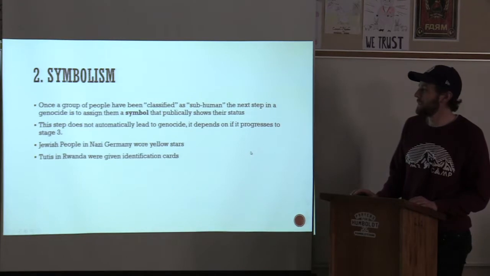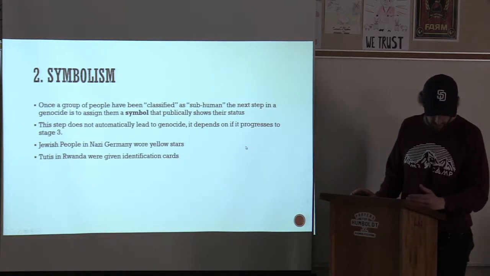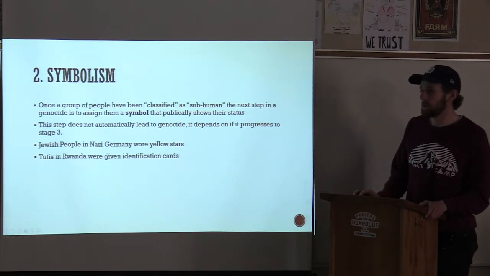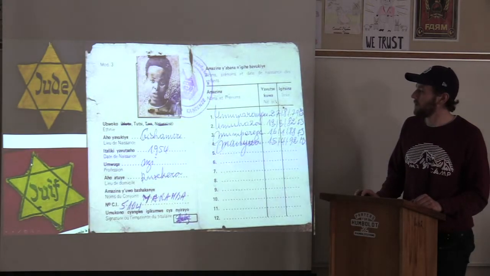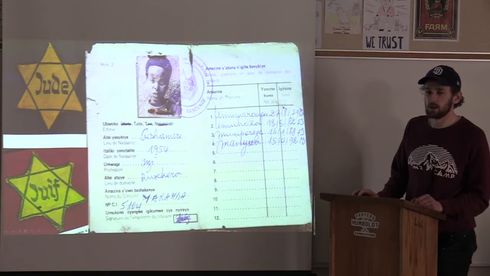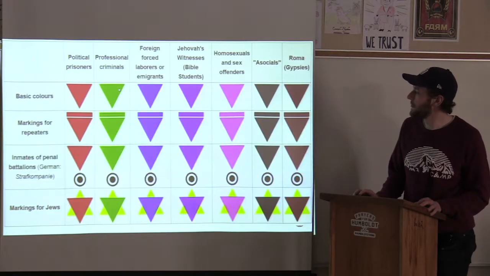Now, it should be said that at this point, it doesn't necessarily mean you're going to have genocide. Step 1 and step 2 can happen and intervention can be put in to prevent a genocide, but it's just the early stages of it. So in Nazi Europe, the Jewish people would wear yellow stars of David on their outermost layer. In Rwanda, the Tutsis were given identification cards. On the left side of the screen here, you can see two Jewish stars, and on the right side, you can see a Tutsi identification card. And again, these might be clear to see on the slides, which you should be following along with.